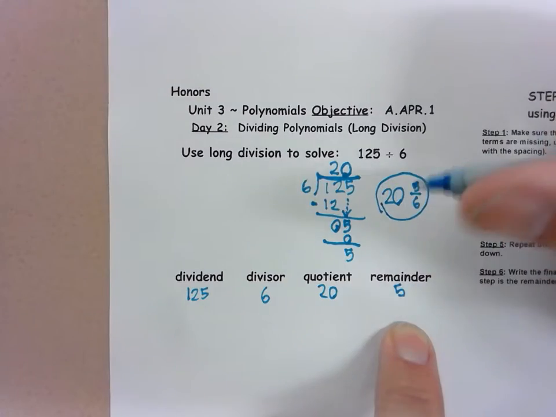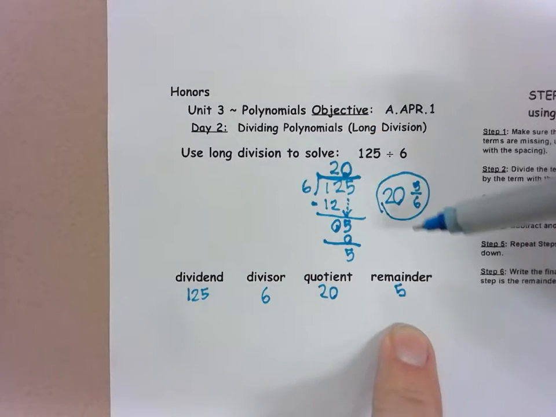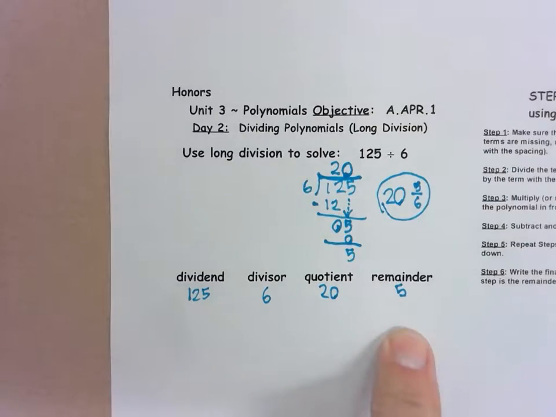So review that process again and try a couple of the numbers and see if you can get it. And then we'll show how to do it with polynomials.